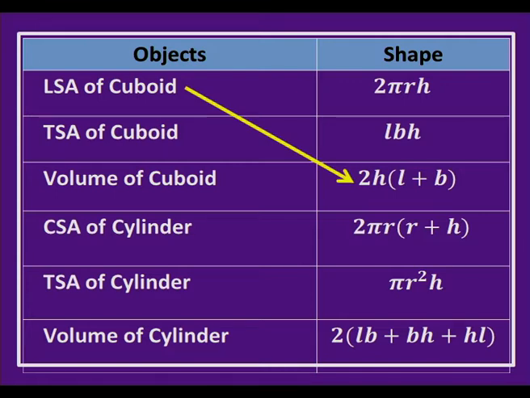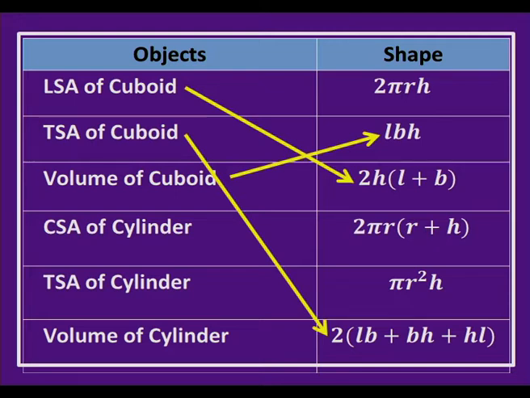Now what about TSA of cuboid children? You are right once again. It is 2 into LB plus BH plus HL. Now what about the volume of the cuboid children? You are right once again. It is L into B into H.